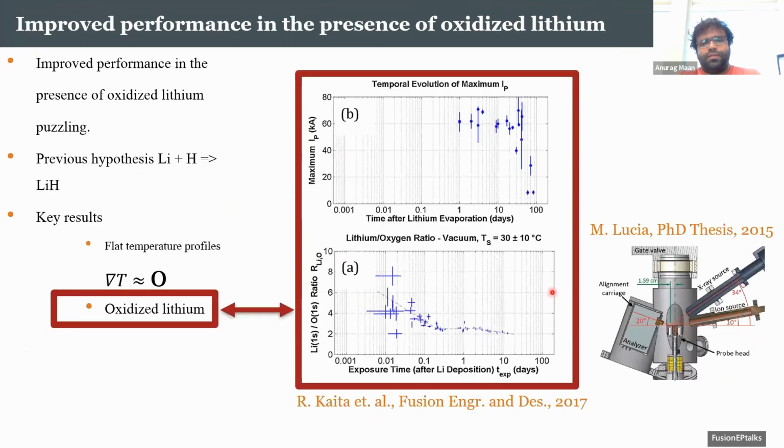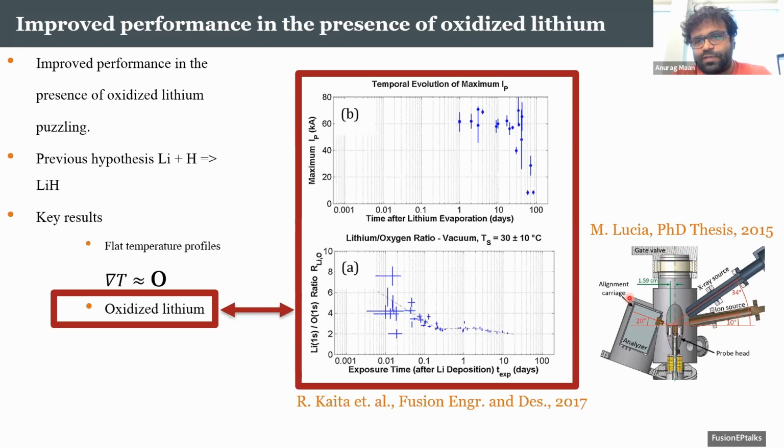All right, so the other result out of LTX for surface science, and this was surprising, where Matt Lucia, who was a PhD student at the time, used this diagnostic called MAP, which was the Materials Analysis and Particle Probe. MAP had a probe head that could be inserted into the machine through a gate valve, exposed to plasma and residual vacuum. It could then be retracted, and you could do X-ray photoelectron spectroscopy studies on it.